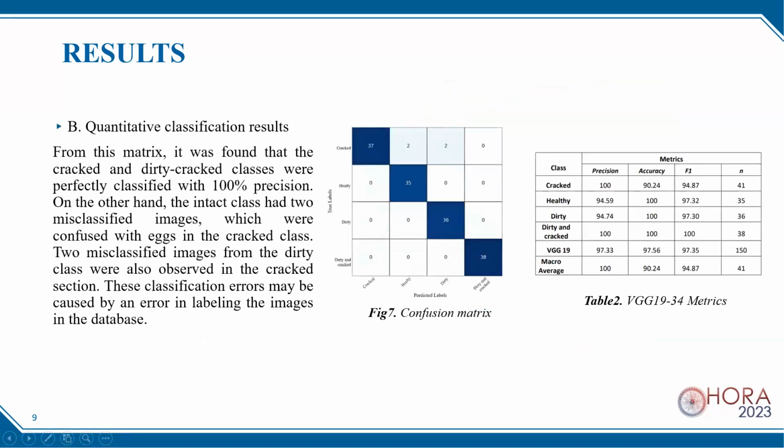For the quantitative classification results in the confusion matrix, it was found that the cracked and dirty-crack classes were perfectly classified with 100% precision. On the other hand, the unwashed class had misclassified images, confused with the crack class. Two misclassified images from the dirty class were also observed in the crack class. Their classification error may be because of an error in the labeling of images in the dataset.